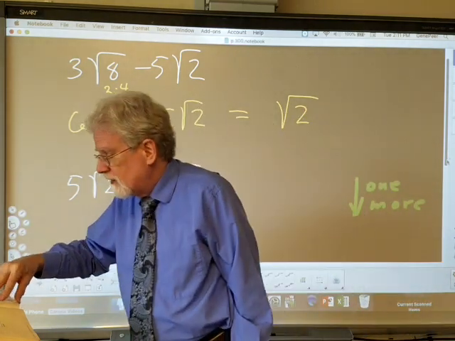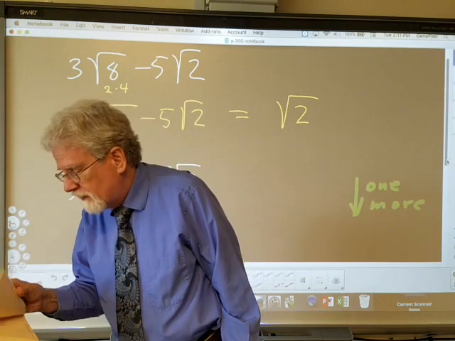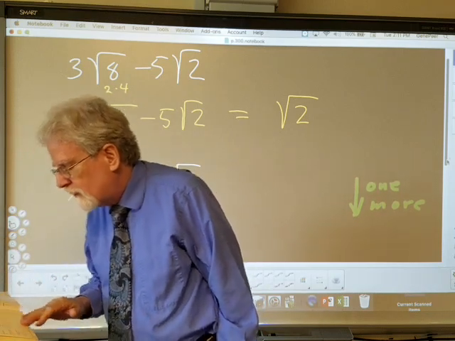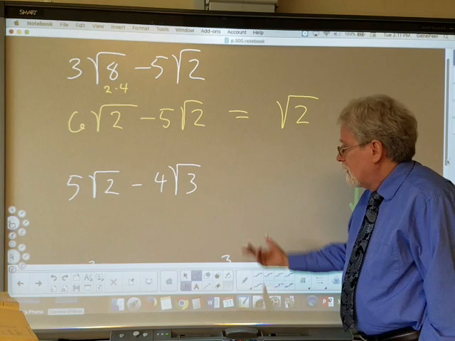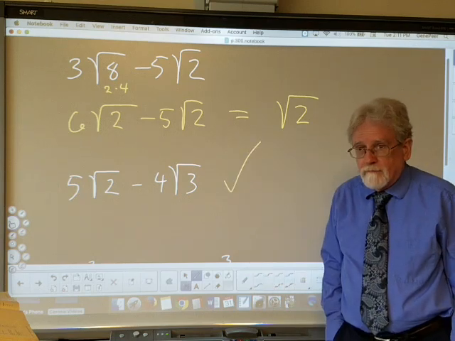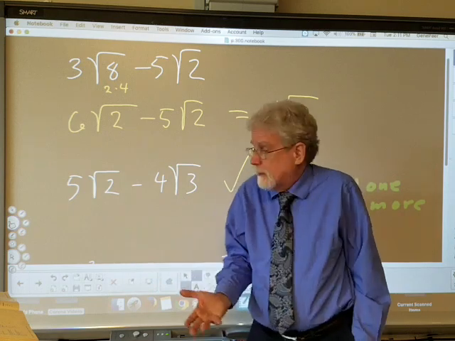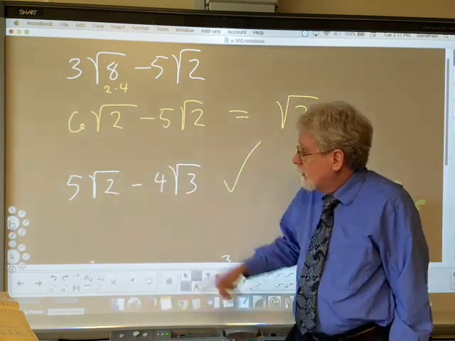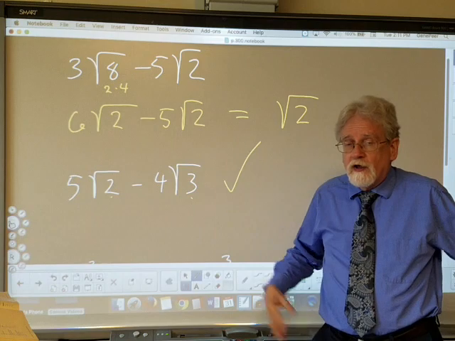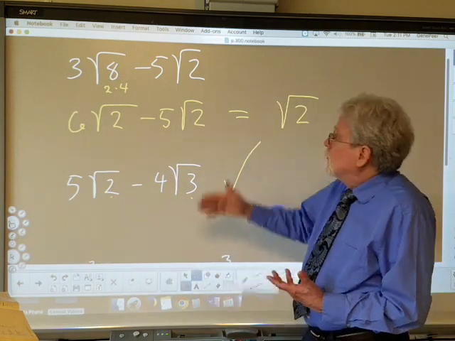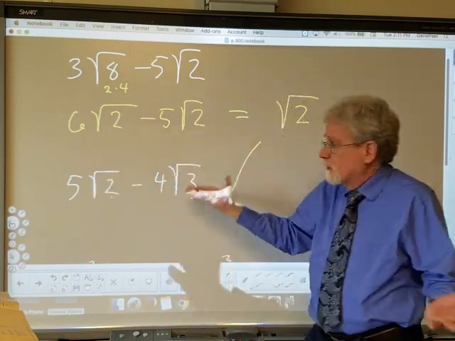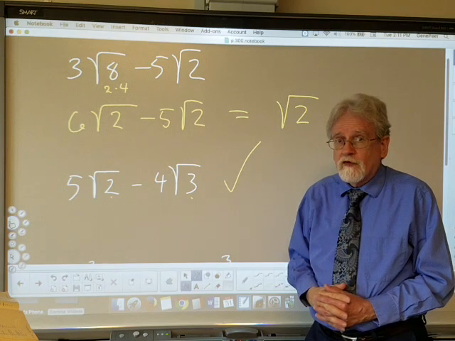In fact, if you don't believe it, you can look at example 12 on page 302, and the answer is it's already simplified. There's nothing wrong with it. It's just you can't simplify it because it's already simplified. You're done. They are not like radicals. They cannot be simplified. You can't make them into like radicals. You're done before you start.